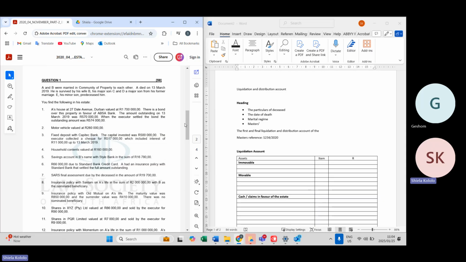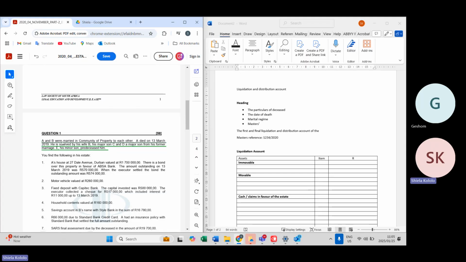Remember what I also told you as per my notes, that our liquidation and distribution account will always have a heading. And where do we get our heading from? We get our heading from the facts they gave us here.